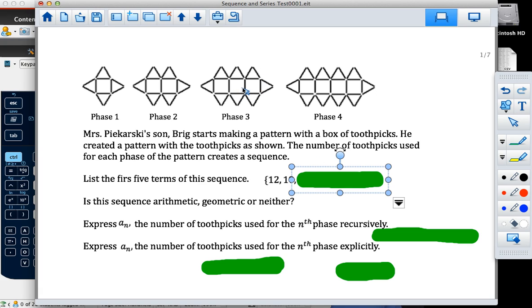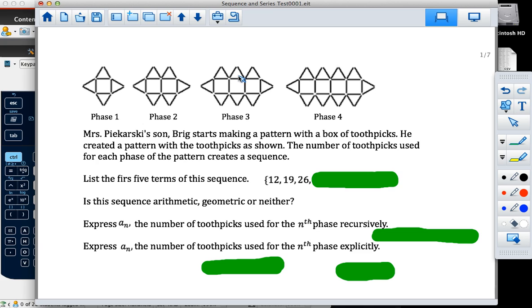And then the third one, how much extra are we adding each time? If we had 12 and then 19, we would be adding 7 each time. So if we counted all these, let's count the triangles first: 1, 2, 3, 4, 5, 6, 7, 8. 8 times 3 is 24, 25, 26. Let's see if we're still adding 7.